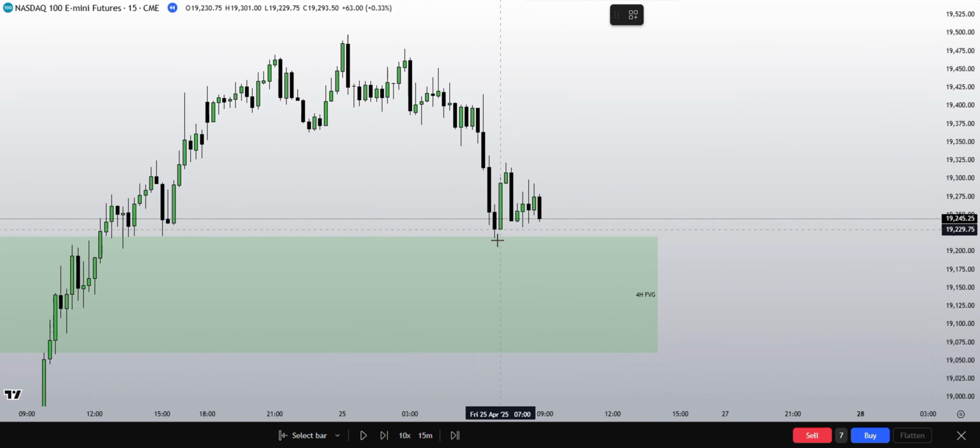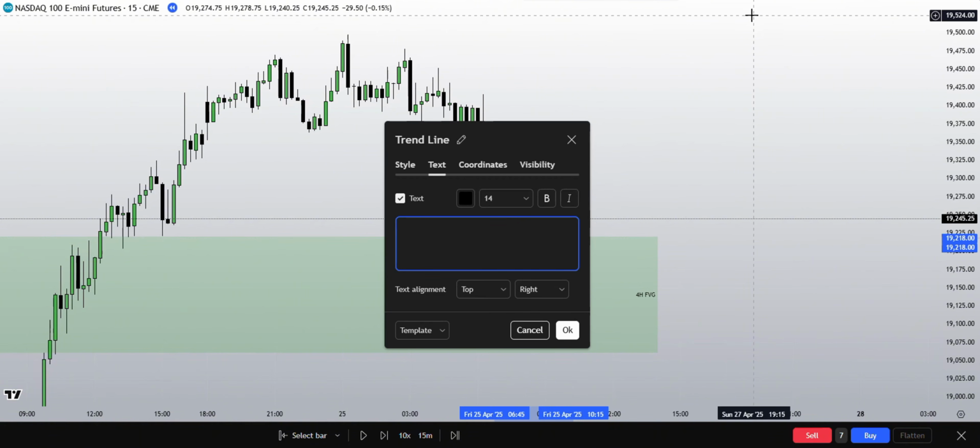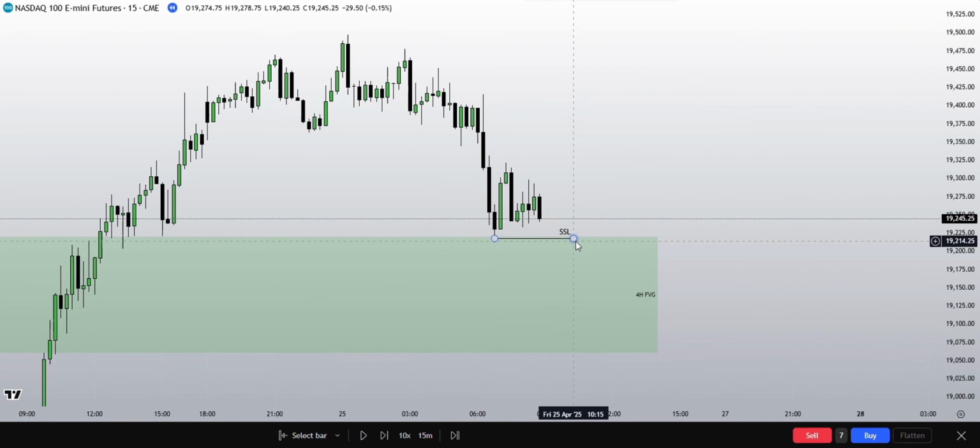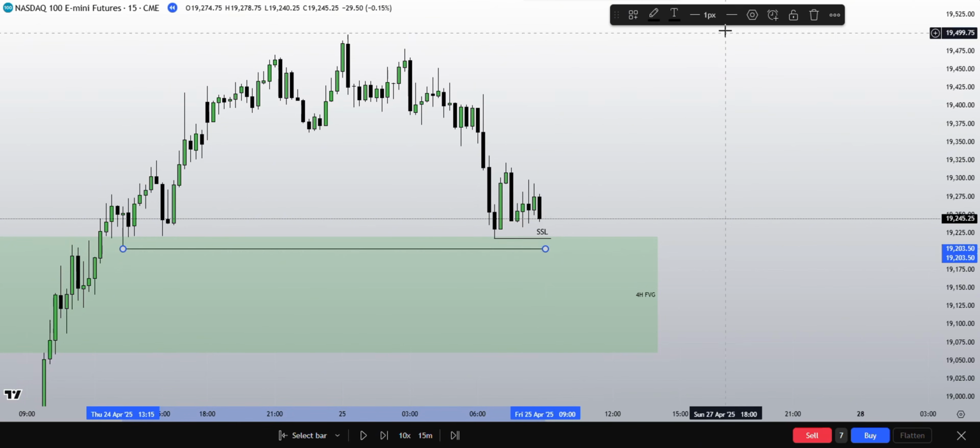So just off of this alone, what catches my attention heading into the AM session? Well, clearly we have sell side liquidity right here. We have another low right here. So these 2 lows have my attention.